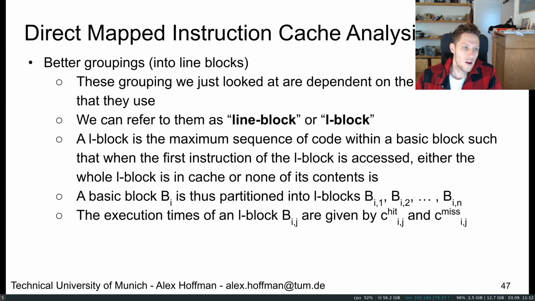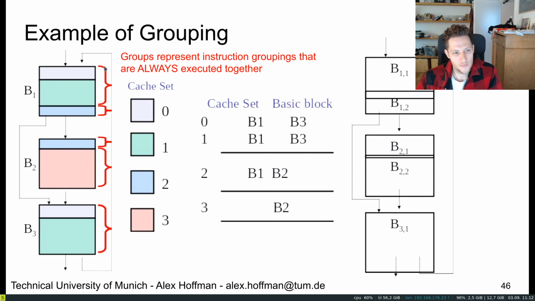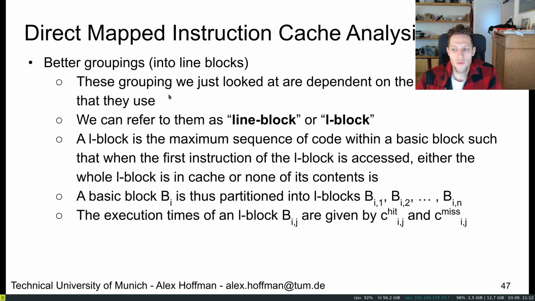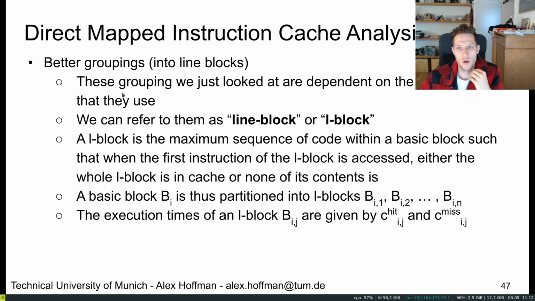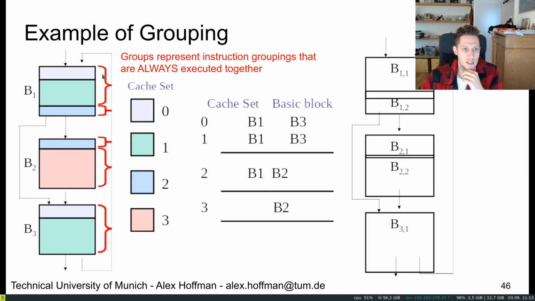So now we have these groupings, right? We know that these will all get executed the same. These ones, for instance, and these ones will always have the same properties. Therefore, we can come up with better groupings, or we take this grouping and use that as our basic group, right? These groupings are based on the cache lines that the instructions use, more so than the basic blocks that they're actually mapped to. And therefore we can refer to these groupings as line blocks or L-blocks, meaning that these are always dependent on the cache lines rather than the basic block that they're in, right?